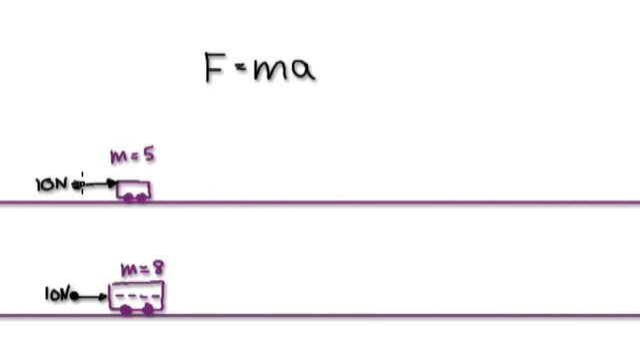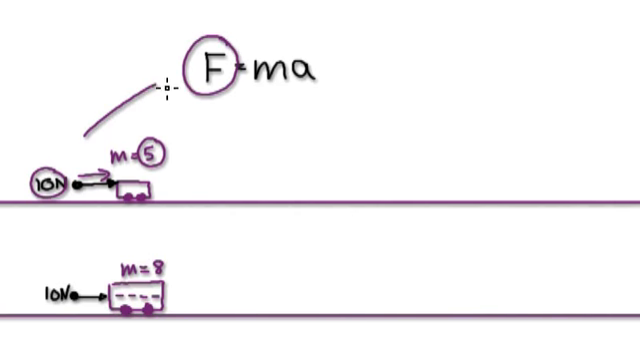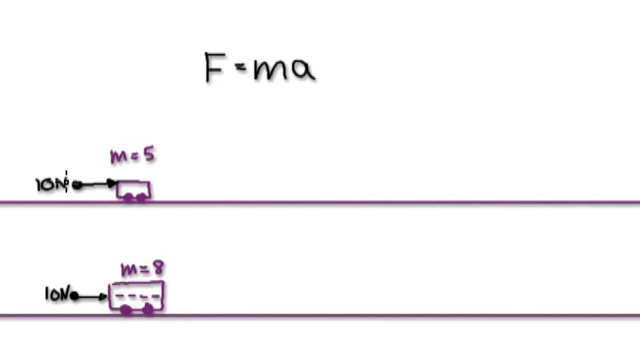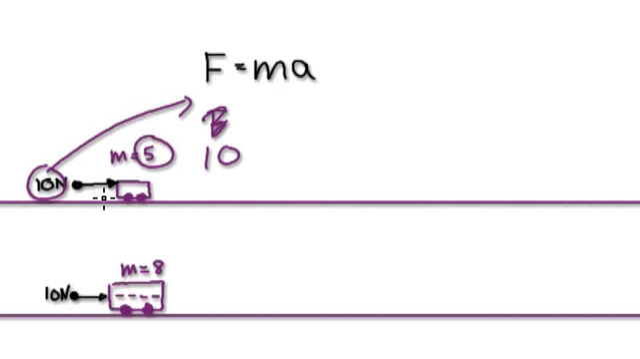And the force, if you push this car, let's just say you push this car at 10 newtons. Just know that the unit of force is newtons. Let's say we're pushing this car with a force of 10, and the mass of the car is 5. Now, if you put this into here, F in our case would be 10, and the mass of the car is 5.